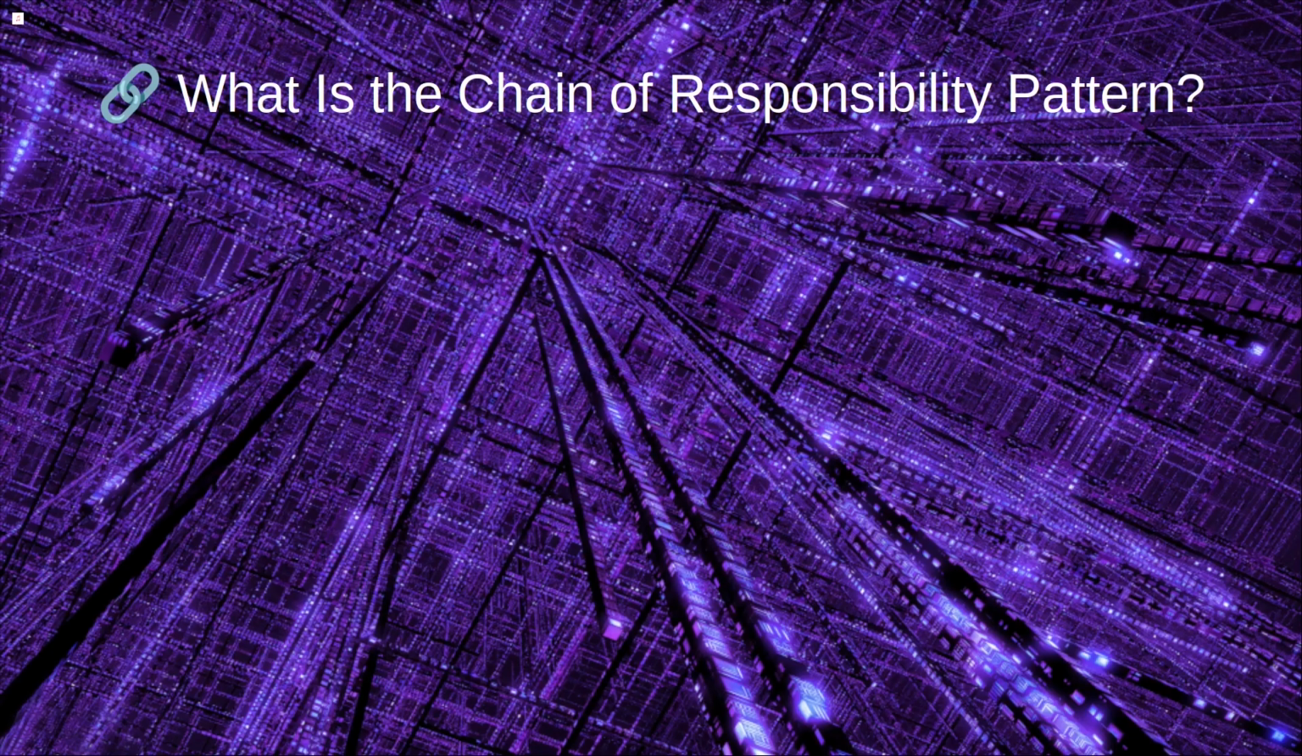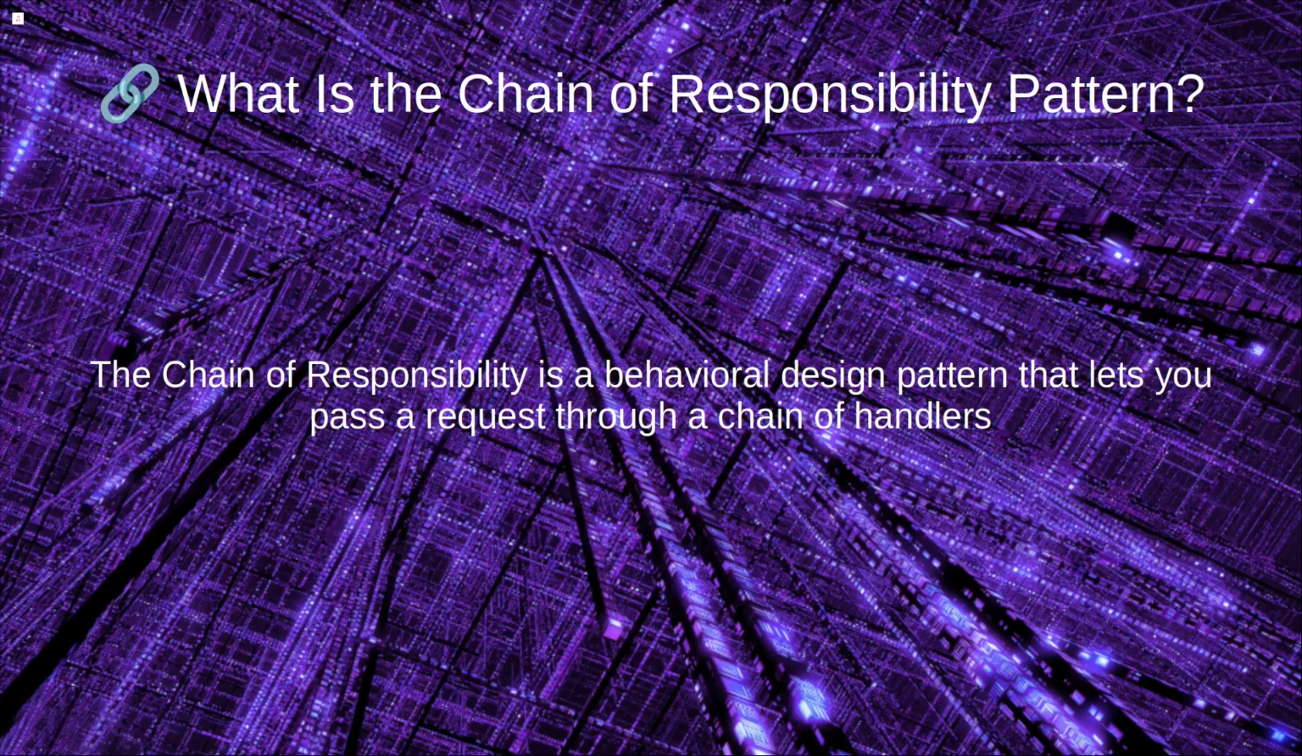Let's get started with the chain of responsibility design pattern in PHP. What is the chain of responsibility design pattern? The chain of responsibility is a behavioral design pattern that lets you pass a request through a chain of handlers where each handler decides either to process the request or pass it to the next handler in line. Think of it like a help desk ticket system. Your request moves up the support chain until someone has the authority or the ability to resolve it.